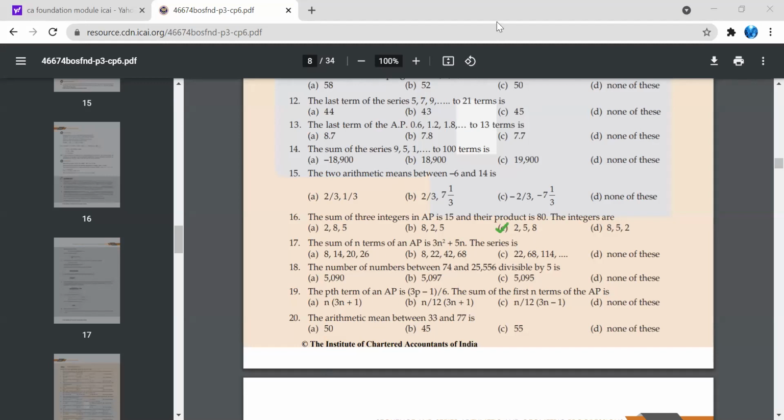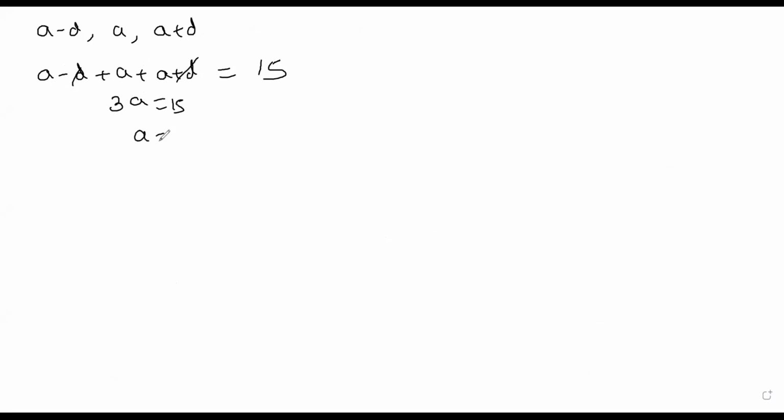There is one more method of solving this. You will take three numbers as A minus D, A, A plus D. Add them: A minus D plus A plus D. So D will get cancelled and the addition is 15. 3A is equal to 15. A is equal to 5.